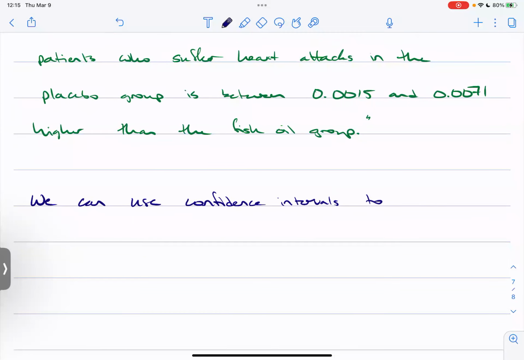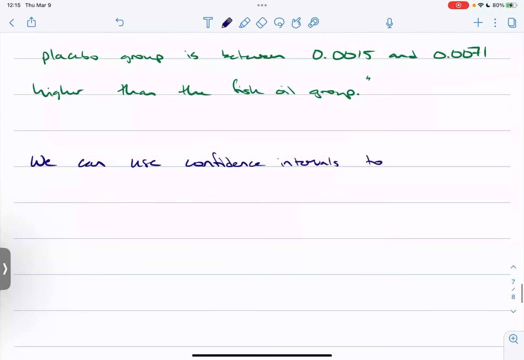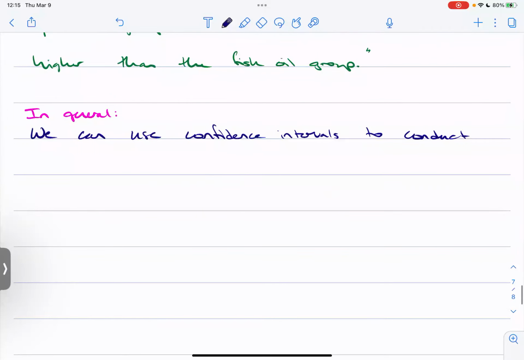Okay, so we can use confidence intervals to conduct, and maybe I'll say this in general, because I didn't introduce it in one sample proportion, but we totally can. There's a lot going on with one sample proportion. It's kind of rules everywhere. But we can use confidence intervals to conduct informal hypothesis tests.